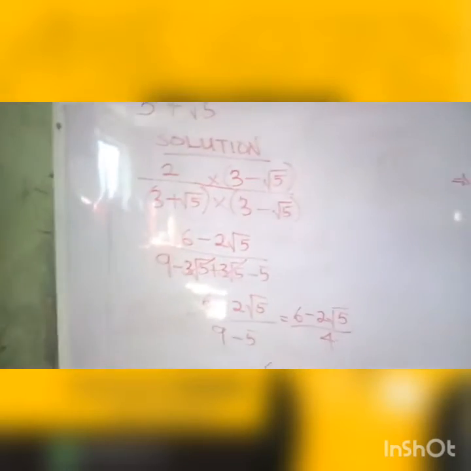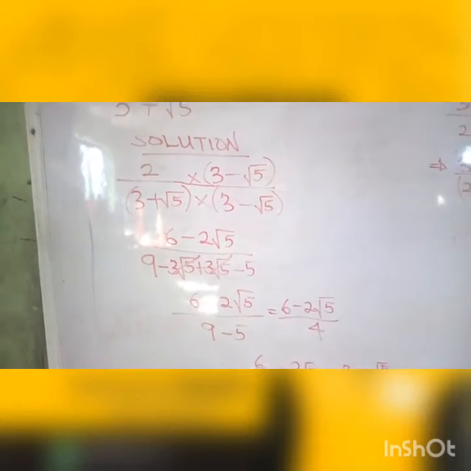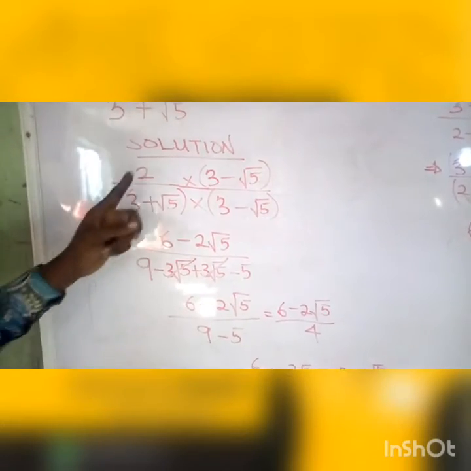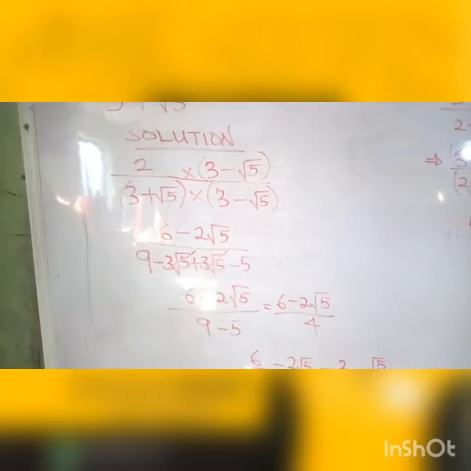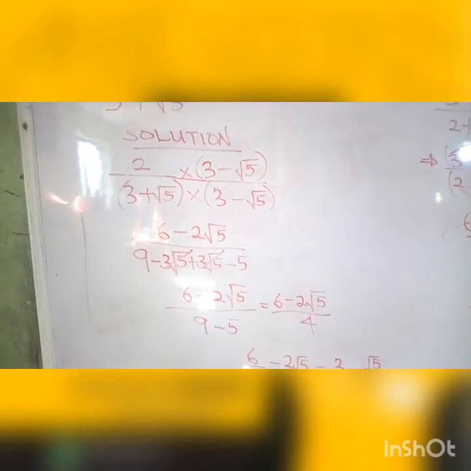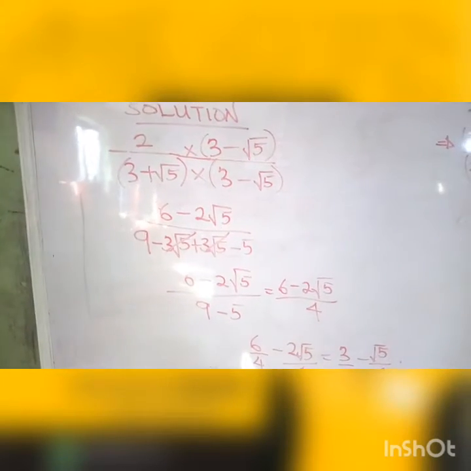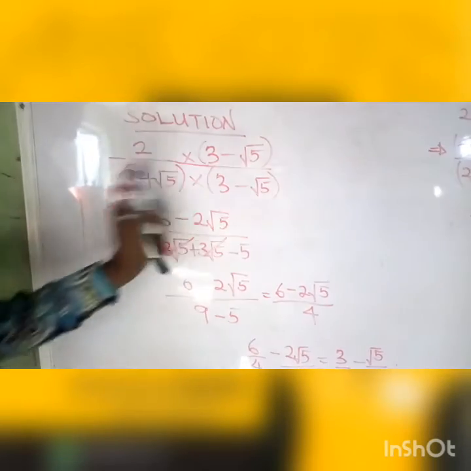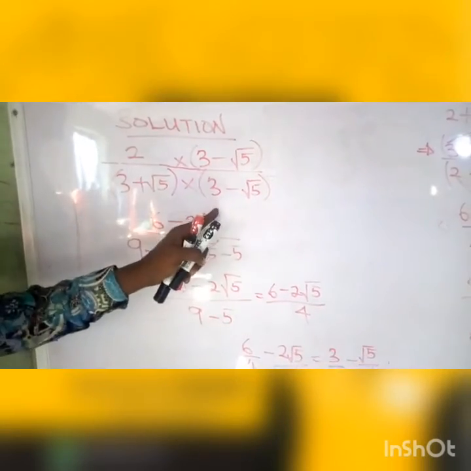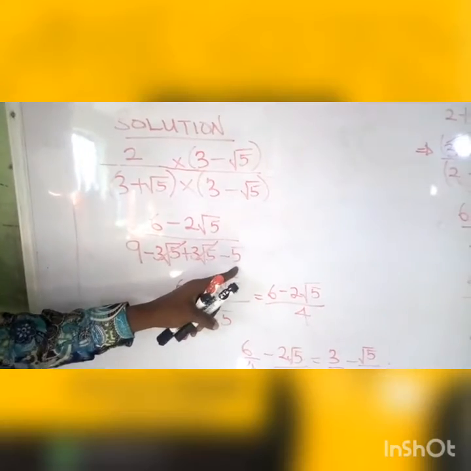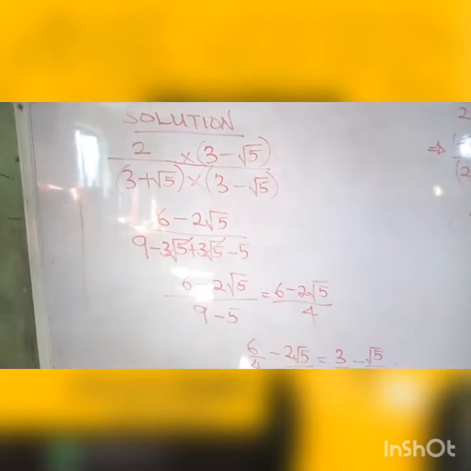Now, if we expand the brackets using our knowledge of expansion of brackets, 2 times 3 gives us 6. 2 times minus root 5 gives us minus 2 root 5. Now, to do the expansion of the brackets in the denominator, we could do normal expansion, which would give us 9, that's 3 times 3, minus 3 root 5, plus 3 root 5, minus 5. Now, that minus 3 root 5 and plus 3 root 5 will cancel each other out.